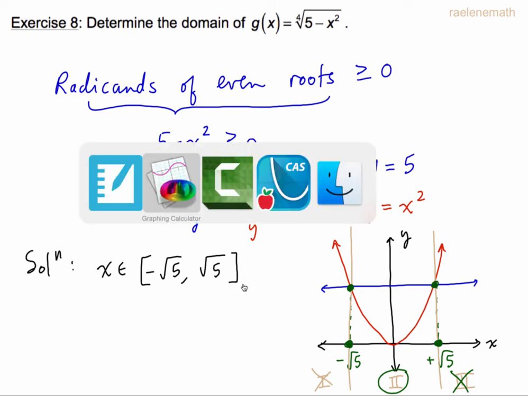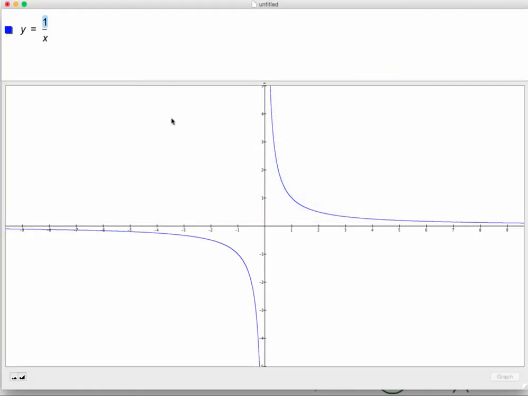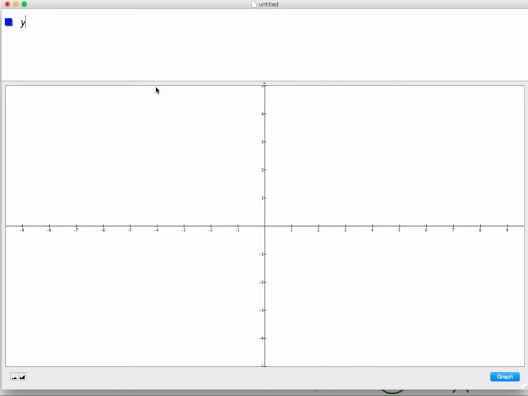Well, one of the easiest ways to confirm the domain of a function is to actually draw the graph. So if we take a look at the fourth root function, I'm going to write the fourth root function raised to the exponent of 1/4. And we should see that this function exists only between x equals negative square root of 5 and x equals positive square root of 5.